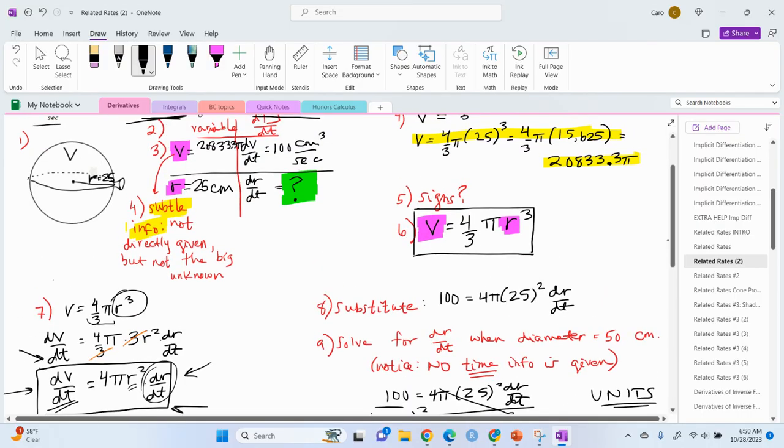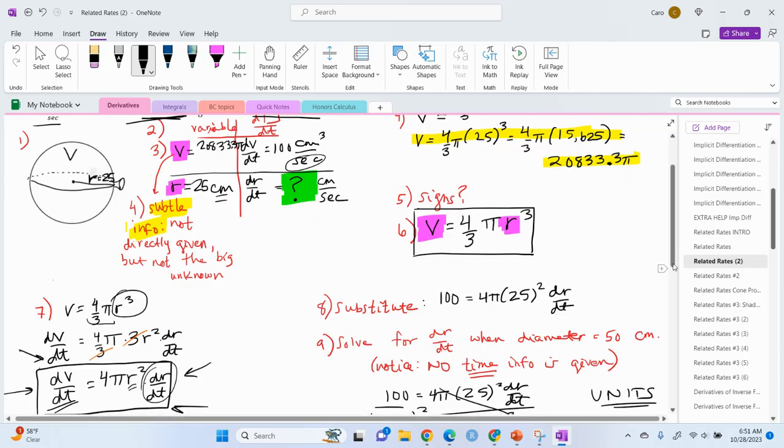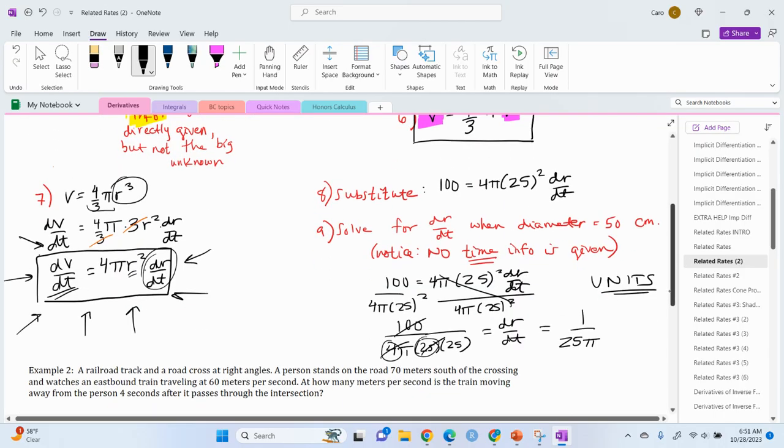So what on earth is the unit of the radius changing with respect to time? If radius is in centimeters, then dr/dt will be centimeters per, and what's time here? Second. So you need a rate unit. So the change of radius with respect to time. Okay, so my radius is changing at that.